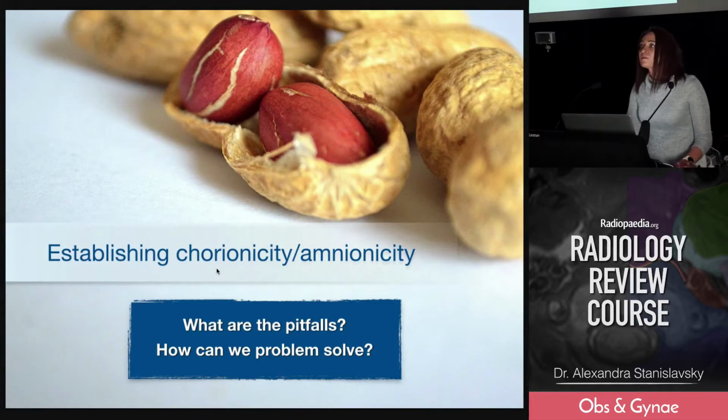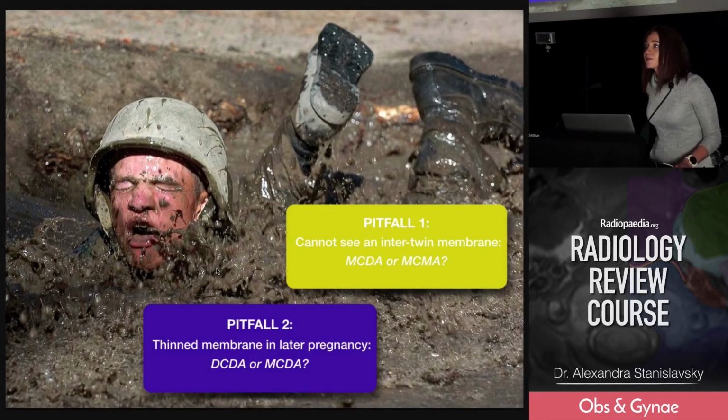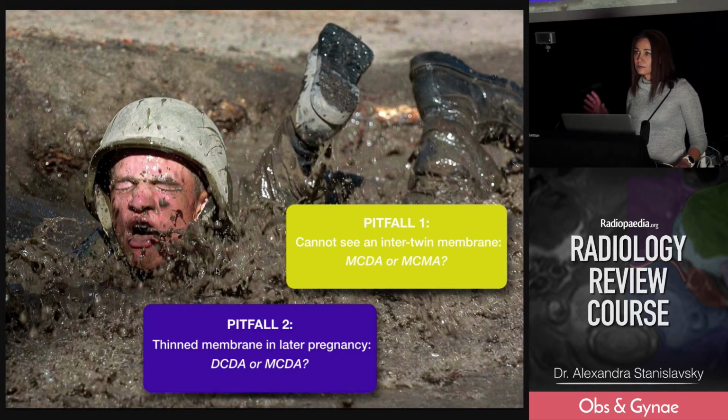So these were all the straightforward textbook cases. When might we get in trouble with this, or when might we encounter difficulty, and how can we problem solve? So I'm going to talk about two pitfalls. Pitfall number one. You've got a single chorionic sac, you've got two babies, and you can't see a membrane. And you're wondering, is this actually a monochorionic monoamniotic pregnancy, bearing in mind that they are only about 5% of monochorionic pregnancies, or is it a diamniotic pregnancy and I'm just not seeing that amnion? And that may be because of patient factors or machine factors or just your own bad luck.